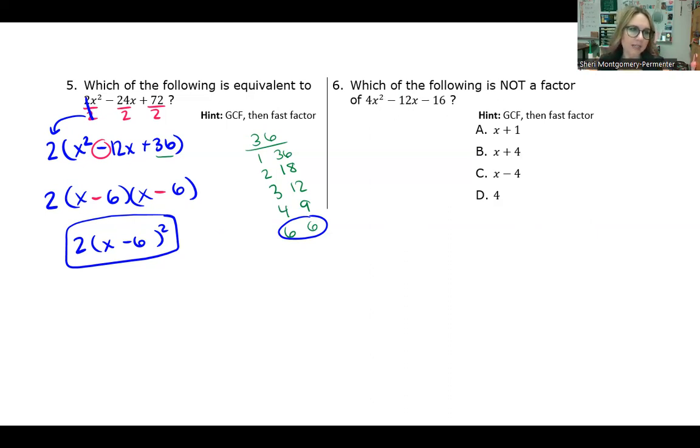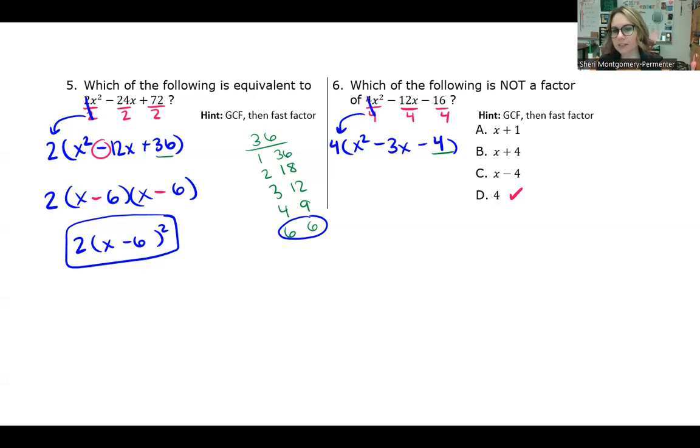For question number 6, we're going to have to factor out that GCF. So all of these are divisible by 4, so we're going to divide everything by 4. I know that just the fact that I am dividing by 4 means that answer choice D works. I can already check it off. Out in the front goes a 4, and then I write down what I have left. 4 divided by 4 is 1, so I get X squared. 12 divided by 4 is 3. 16 divided by 4 is 4.